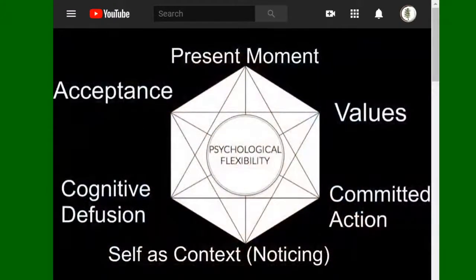This week, we're going to talk about the ACT Hexaflex. The 6 core processes of ACT make up the Hexaflex. These core processes are contact with the present moment, values, committed action, self as context, diffusion, and acceptance. All of these processes contribute to the desired outcome of ACT, which is psychological flexibility. It's important to note that there is no particular order or formula to go about achieving psychological flexibility. Each of these components is just as important as the other. The left side of the Hexaflex focuses on the tools needed for mindfulness and acceptance, while the right side focuses on the commitment and behavioral change processes.